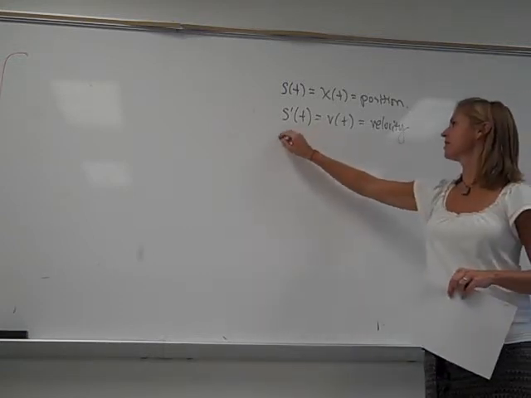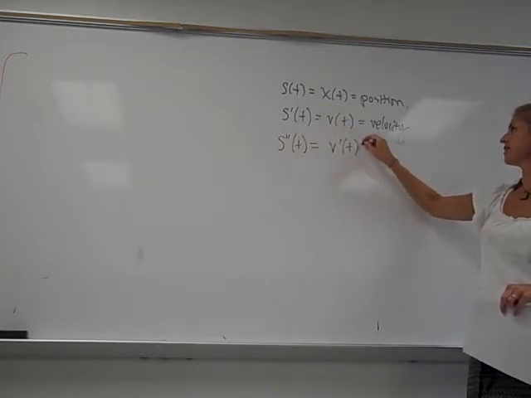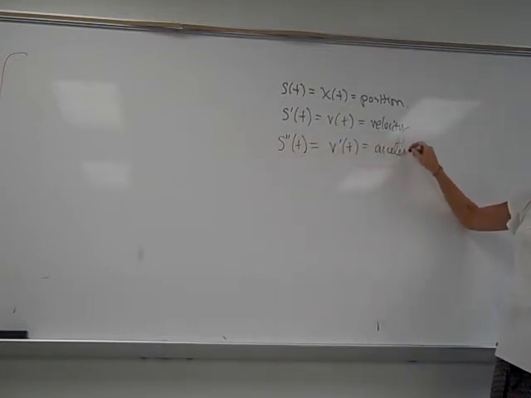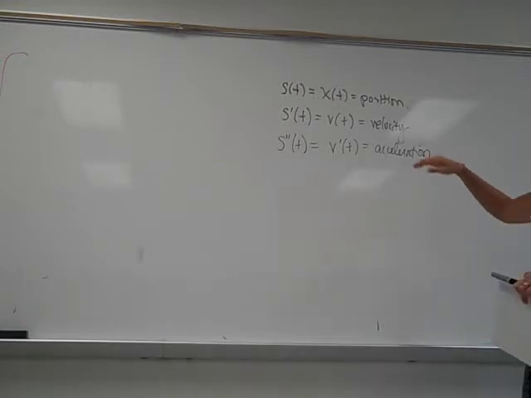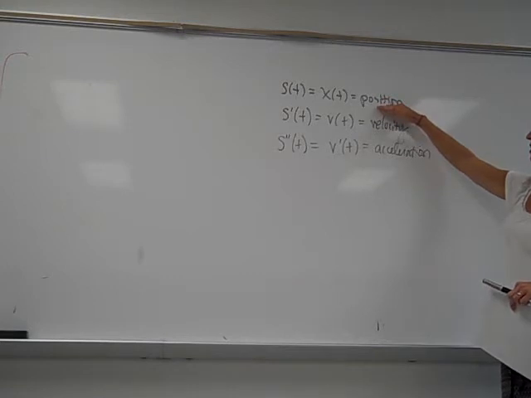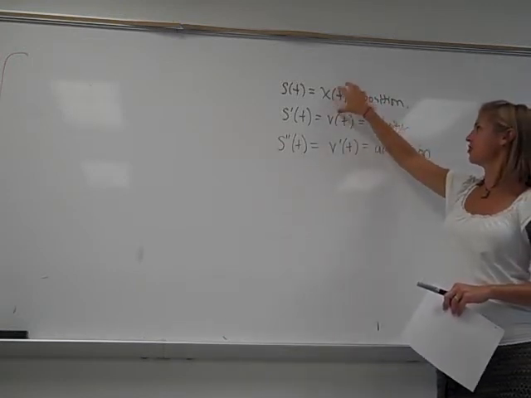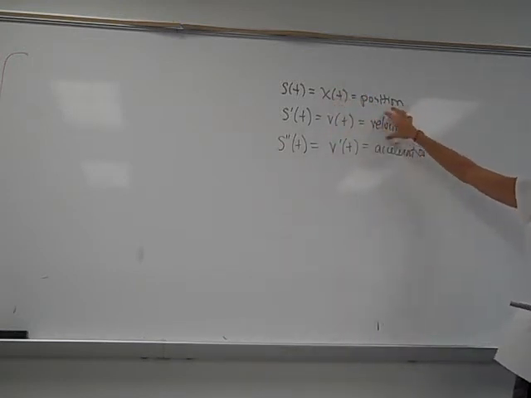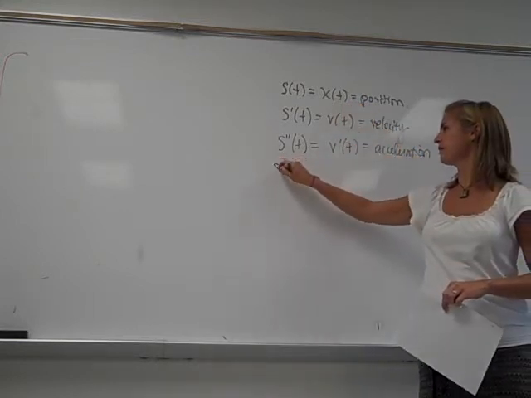In addition, the second derivative of position, or the first derivative of velocity, is acceleration. That's telling you how fast your speed is changing. So the big thing is derivatives are talking about rates of change. If this function is position, and I want to know how fast my position is changing, that's a rate, that's a velocity. At what rate is the velocity changing? That's its acceleration.